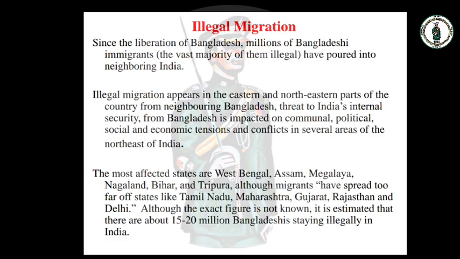Now let us discuss the issue of illegal migration. After the independence of Bangladesh, millions of Bangladeshi immigrants entered India, mainly in the northeastern part of India. This illegal migration is a threat to India's internal security because locals of these states feel that they are getting marginalized in their own state and are not getting proper opportunities to utilize their resources. Because of which it is leading to communal disturbance in the country. The most affected states are West Bengal, Assam, Meghalaya, Nagaland, Bihar, Tripura, and they have also spread to states like Tamil Nadu, Maharashtra, Gujarat, Rajasthan and Delhi. It is estimated that between 15 to 20 million Bangladeshis are staying illegally in India.